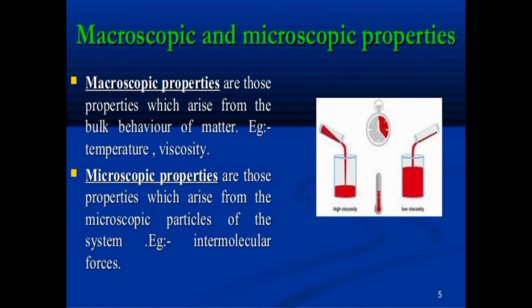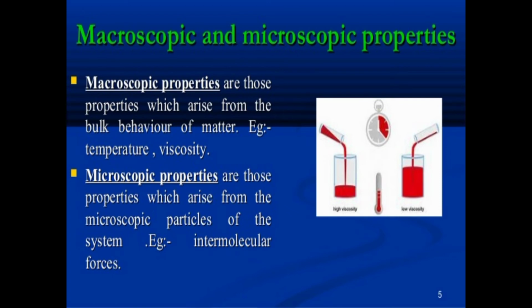Then the next topic is macroscopic and microscopic properties. What is this macroscopic and microscopic? Macro means big, micro means small. So can you explain what macroscopic and microscopic properties are? We'll see. Macroscopic property. Macro means big. So macroscopic properties are those properties which arise from the bulk behavior of the matter.